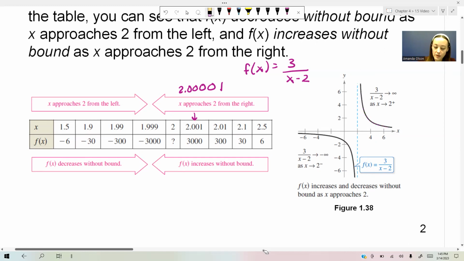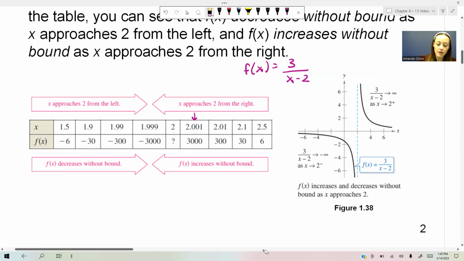Now, the reverse could also occur if you have something that's decreasing. So if these values were all negative, it's not the case for our particular function, but if they were, then you would still have an infinite limit. It's just a negative infinity infinite limit.